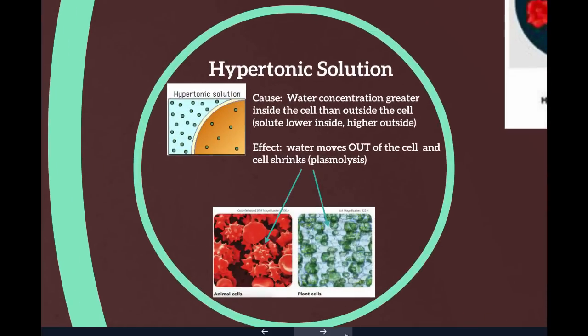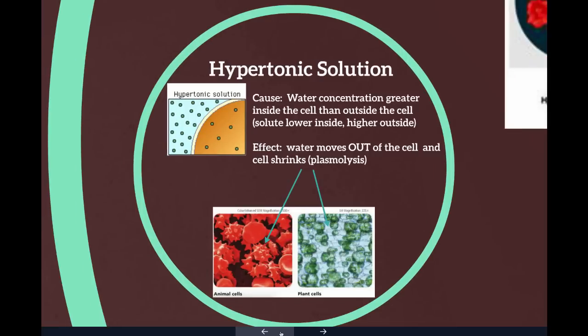So let's talk about hypertonic solutions. Now, when you have a hypertonic solution, the concentration of water inside of the cell is greater than outside of the cell. So the water wants to move from an area inside the cell to the outside of the cell. Now, this can be really damaging to cells. So, if, for example, I gave you a picture of an animal and plant cell, as that water moves out, you can see that the cell is actually shriveling up, and that's called plasmolysis.